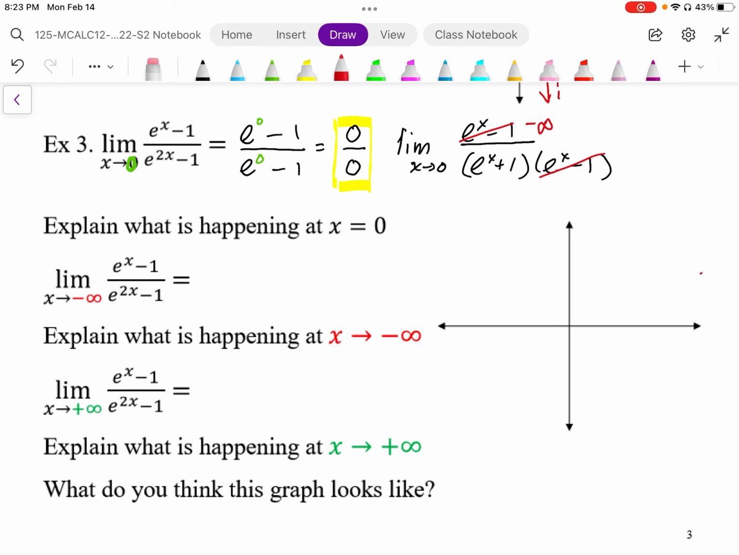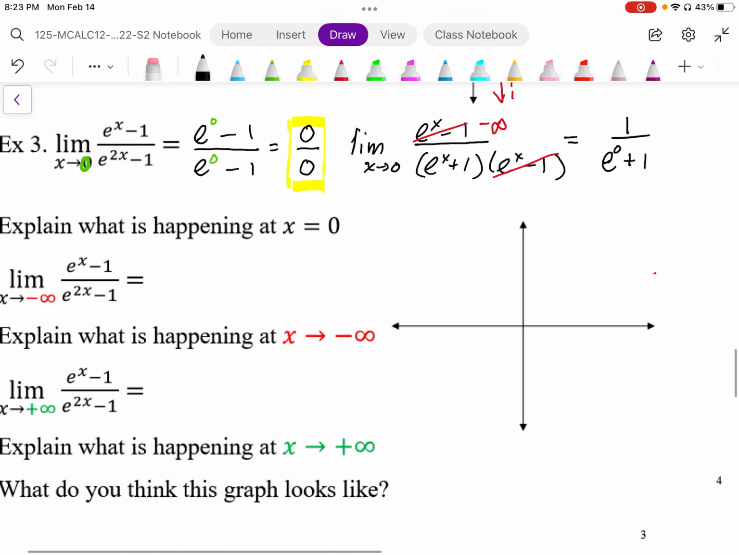Well, once I've done that, I can now evaluate this limit. So if I plug in x is 0 now, I get e to the 0 plus 1. That gives me 1 over 1 plus 1, or 1 over 2. So that's my limit at x equals 0.